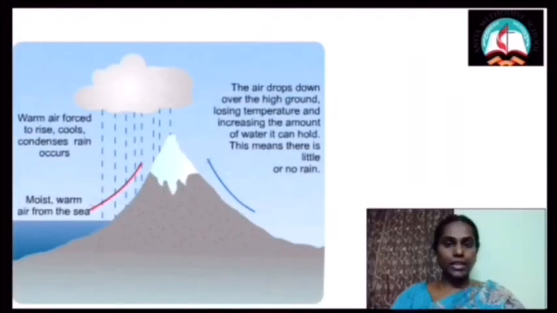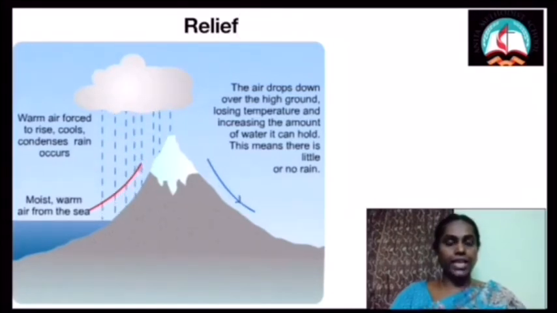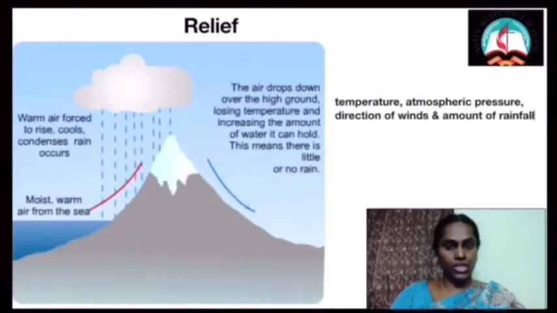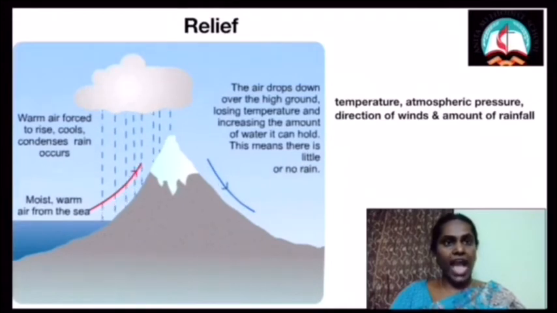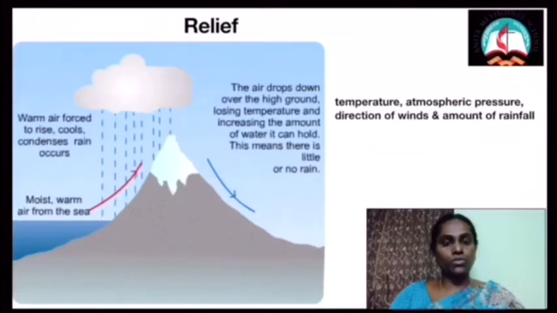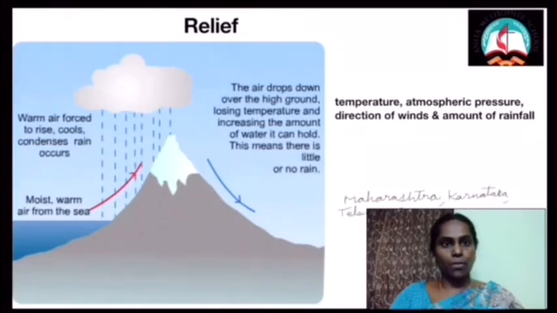Then, relief. Relief of India has a great bearing on major elements of climate such as temperature, atmospheric pressure, direction of winds, and the amount of rainfall. The Himalayas acts as a barrier to the freezing cold wind that blows from Central Asia and keeps the Indian subcontinent warm. As such, the North India experiences tropical climate even during winter.